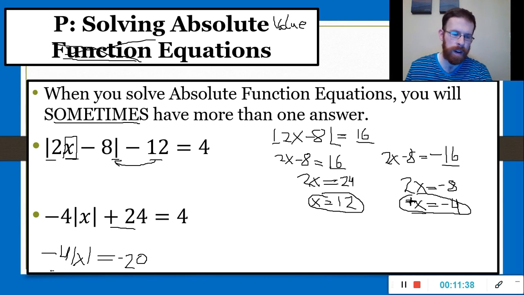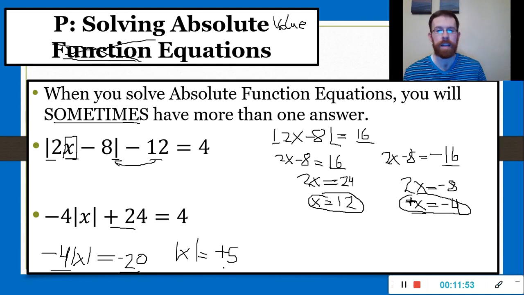What's negative 20 divided by negative 4? Well, that means absolute value of x is going to be negative 5. Or, no, not negative 5. Positive 5. Remember, negative divided by negative is positive. Alright, well, when you get rid of absolute value bars, what happens? Negative and a positive. So x, once again, mess up my x's, is either going to be positive 5 or negative 5. There's your two answers.